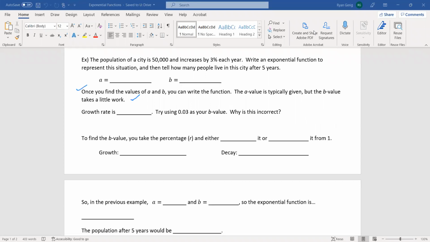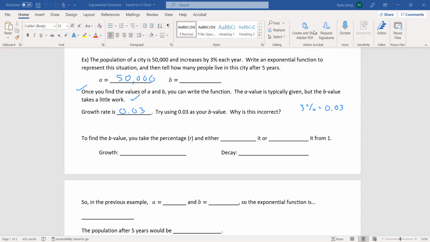Once you find the values of A and B, you can write the function. The A value is typically given, but the B value takes a little work. So the A value is the starting population in this case. So the A value here is 50,000. That one is usually pretty easy to identify. The B value, again, like I said, takes a little work. I'll come back to this blank up here. The growth rate is 3% each year. So the 3% as a decimal is 0.03. So that's the growth rate. The growth rate is 0.03.